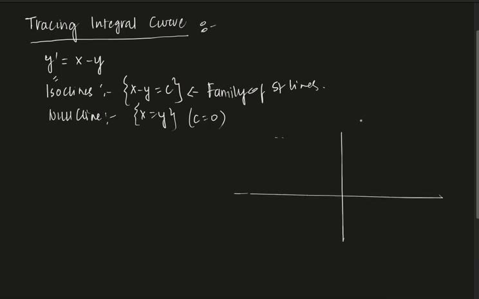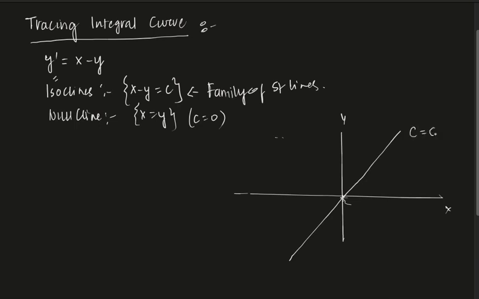Let's say that's your y and this is your x. The first line which we are looking at is the null line. The null line is x equals y, right? So essentially you have something like this. It's not very proper, but whatever. This is the x equals y line. It should be a little slanted this side, but it's okay. So this is for c equals 0.